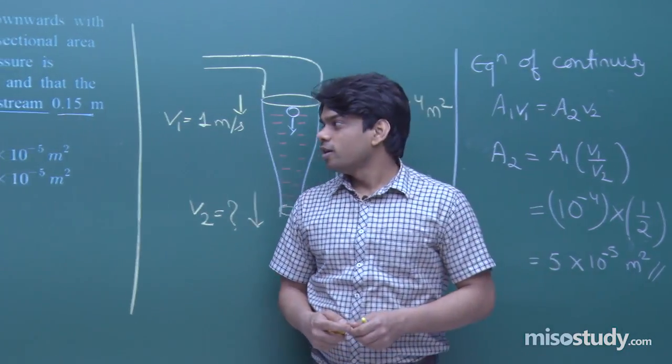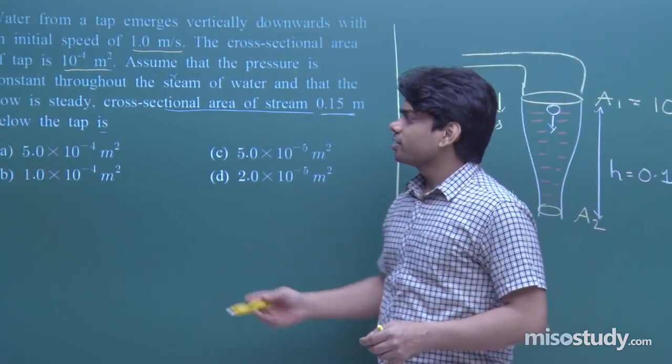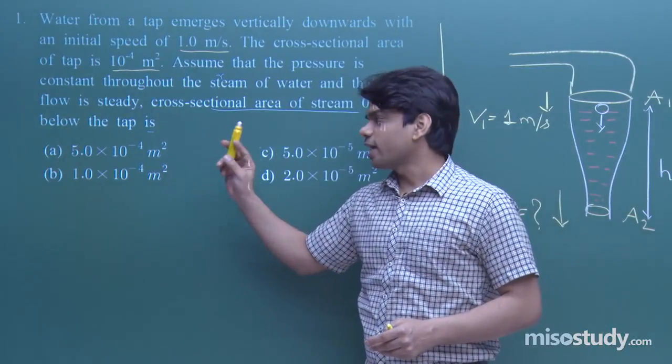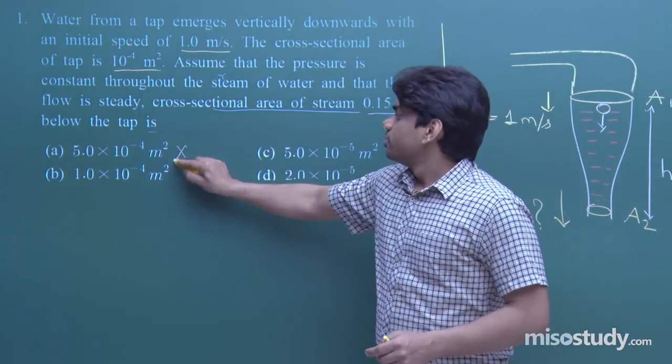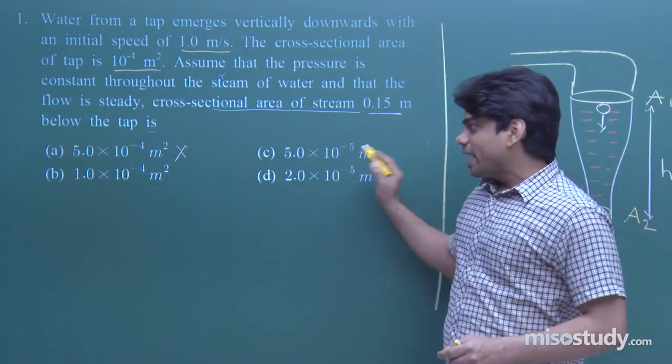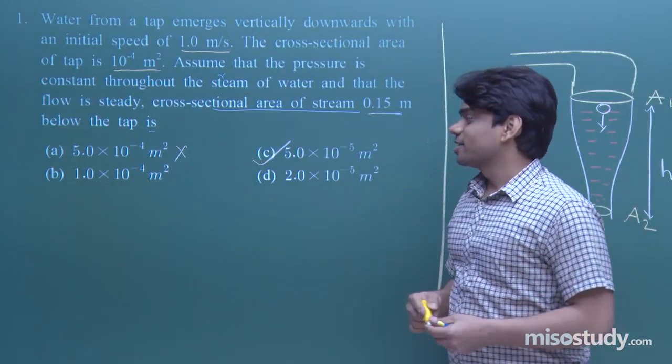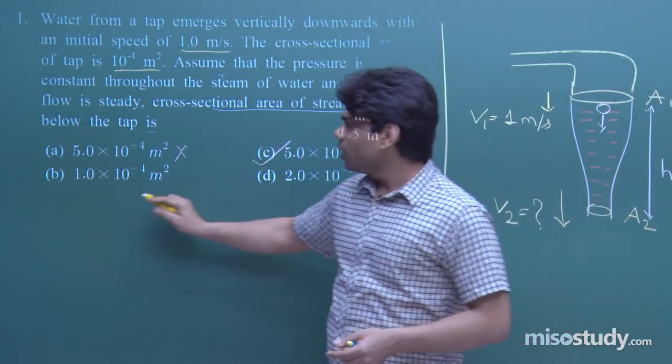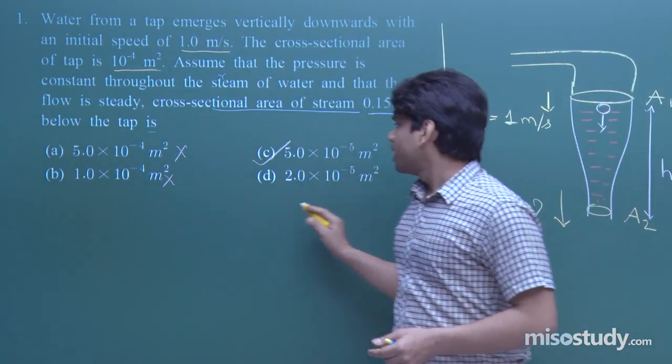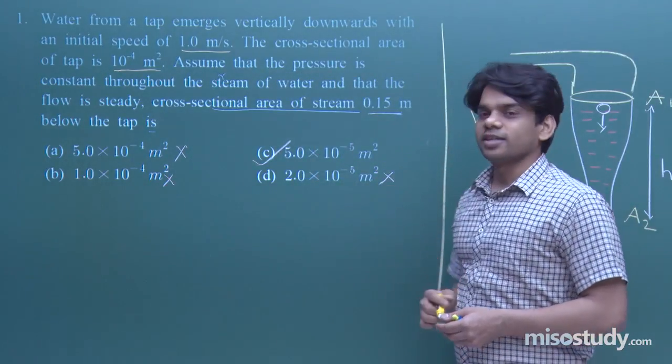This is the value of area. 5 into 10 to the power minus 5, let's check. A option, 5 into 10 to the power minus 4, incorrect. B, 5 into 10 to the power minus 5 square meter, yes. Sorry, it's C option. It's C, 5 into 10 to the power minus 5. B, 1 into 10 to the power minus 4, incorrect. And D, 2 into 10 to the power minus 5, incorrect.